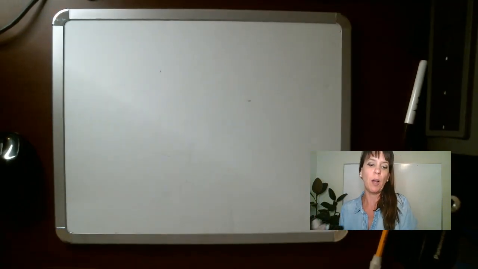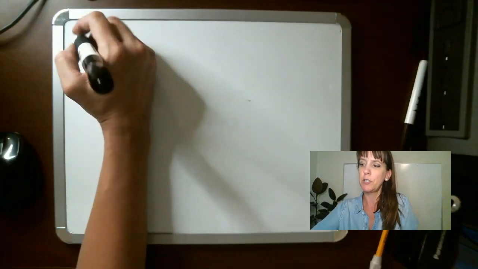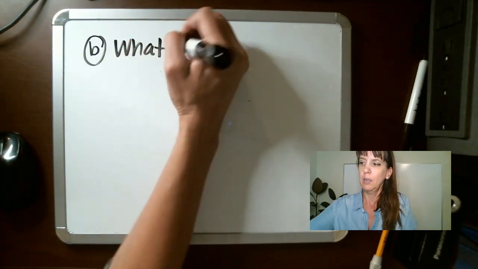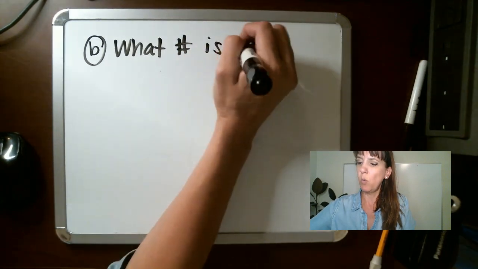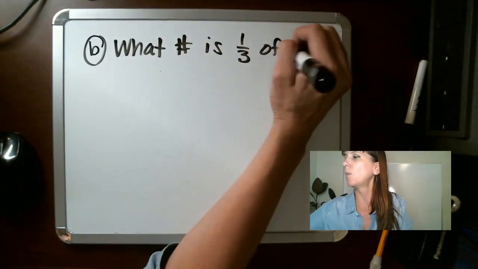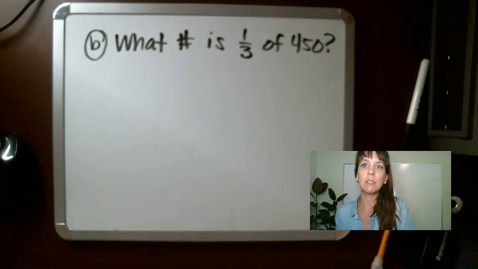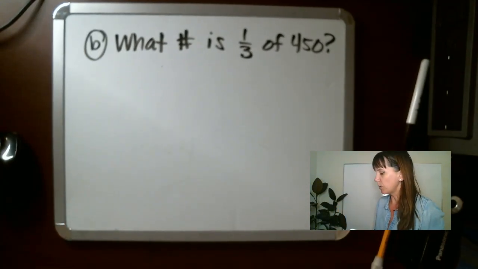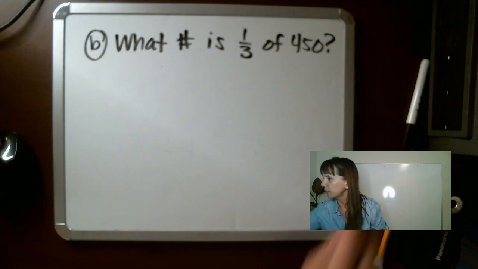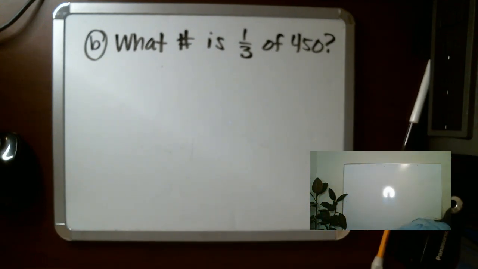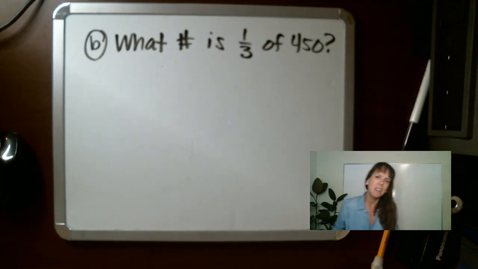All right, guys. So for example number 2, we have B. What number is 1/3 of 450? What I'm showing you is a little different from how the Saxon book shows you to do these. You can look at the Saxon book and there's a different method, and that's totally acceptable. I just happen to think this is easier and might make a little more sense, might not.